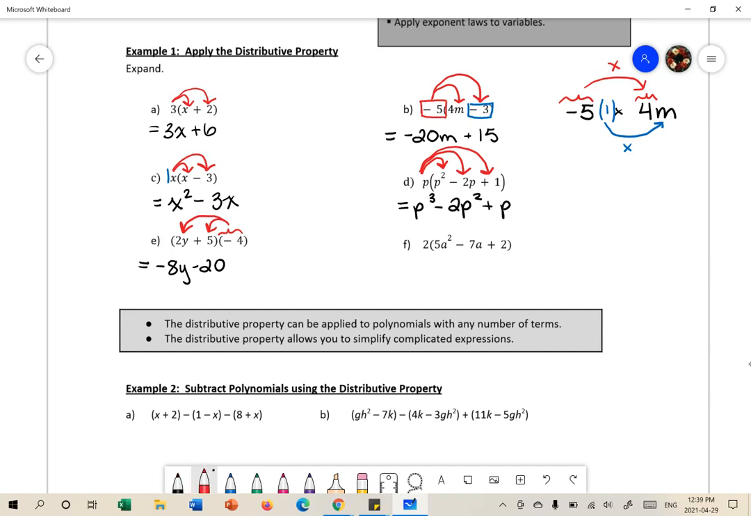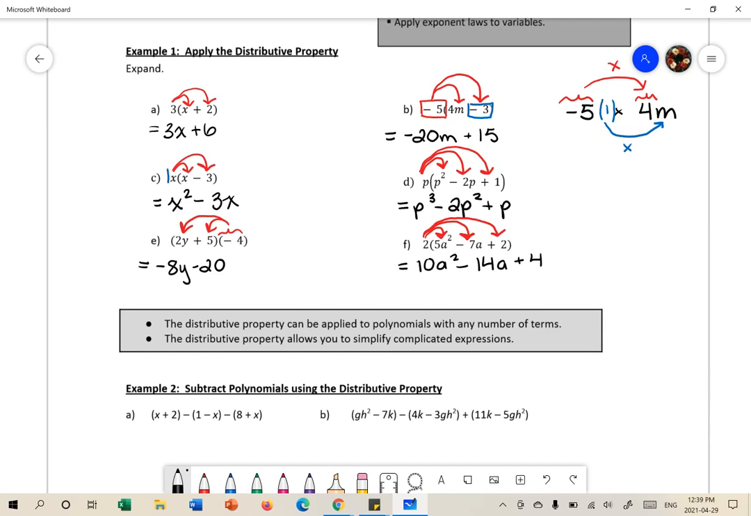Finally, 2 times 5a squared, 2 times -7a, 2 times 2. 10a squared, subtract 14a plus 4.